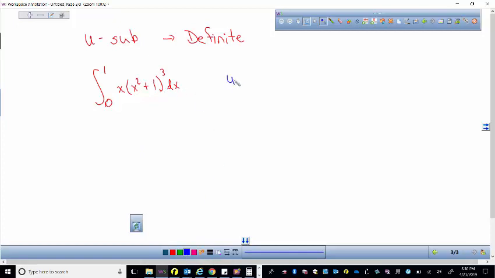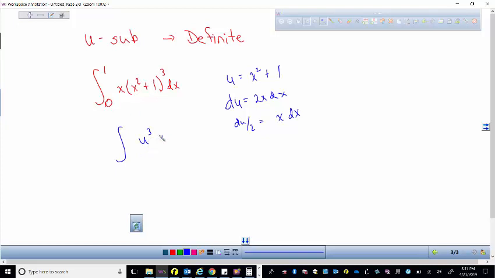In this, I would let u equal x squared plus 1, because that's what's inside. So the derivative of u with respect to x would just give you 2x times that dx. And I only have x here, so I could say that I have du over 2 equals x dx. So I would have u to the third times du over 2. So I substituted. That was my u sub.